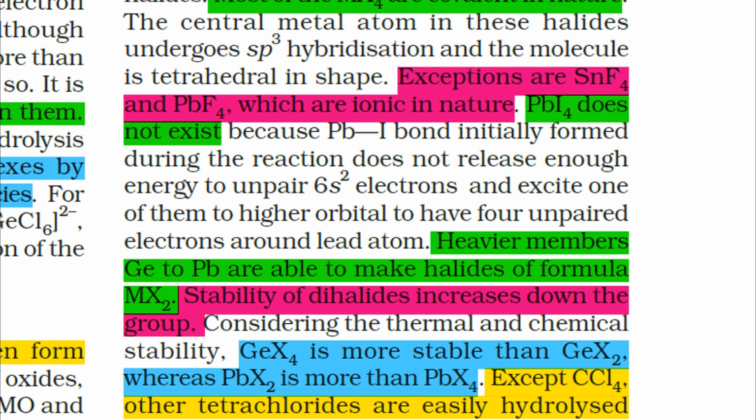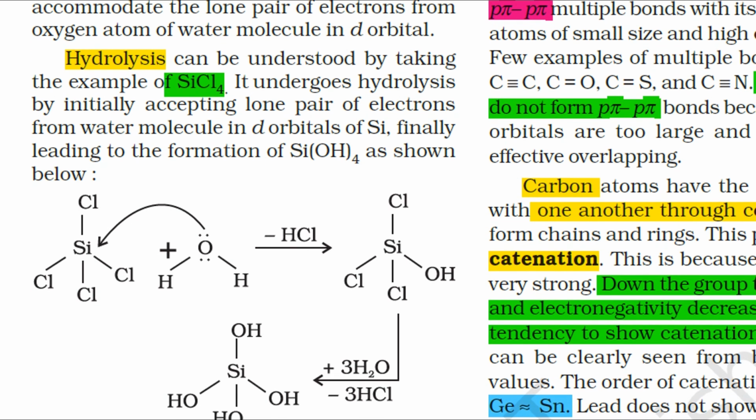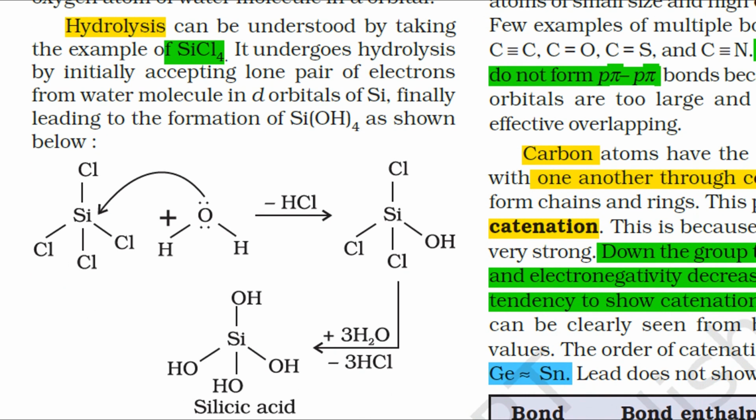Next, except CCl4, that is carbon tetrachloride, other tetrachlorides are easily hydrolyzed by water because the central atom can accommodate the lone pair of electrons from the oxygen atom of the water molecule in d orbitals. You can see here that SiCl4, silicon tetrachloride, undergoes hydrolysis to form silicic acid, in which all chlorine atoms are replaced by hydroxyl groups, that is OH.